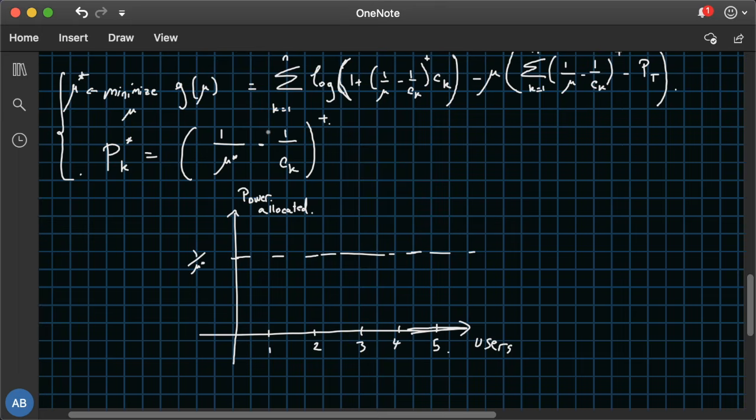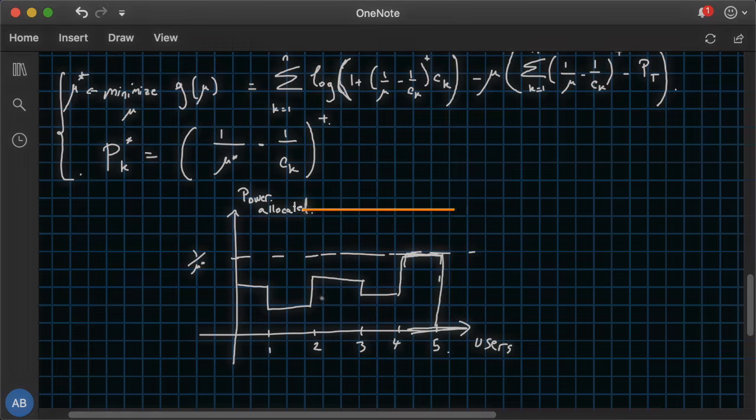Why not more? This is mathematically obvious because 1 over mu minus a positive quantity is always less than 1 over mu, right? So that's how you can see it. And once you have the 1 over mu star, and the ck's of course, you can just compute the pk's. So p1 star could be over here, p2 star, 3, 4, and let's say user 5 gets the maximum.